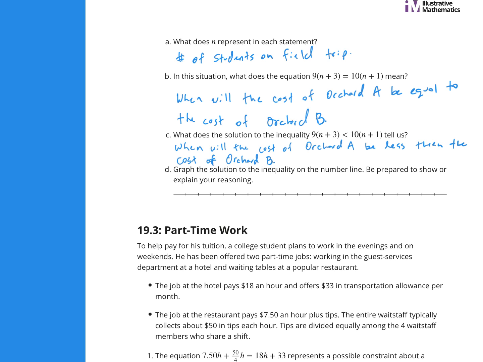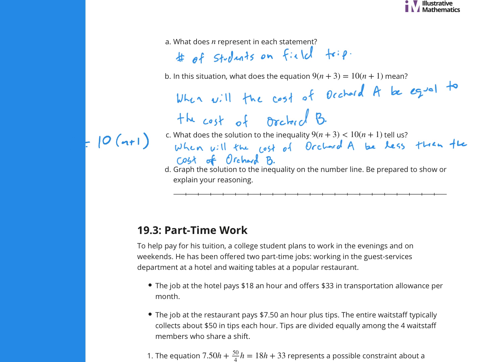Another way would be to solve the equation first, and that would find your boundary point. And then from there, trying to figure out if the lower or the higher numbers would make the inequality true. The other way is to reason out the differences in the cost per student and cost for chaperone. I'm going to go ahead and show you the equation way because that's kind of where we're heading with this. So 9 times n plus 3 equals 10 times n plus 1.